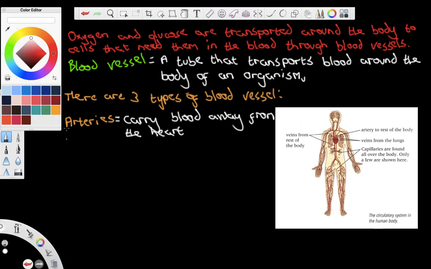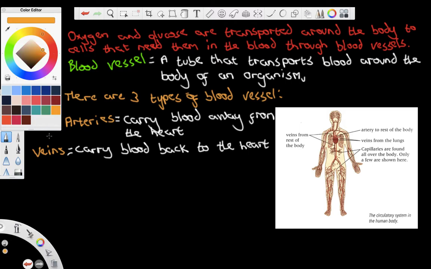We've got veins which carry blood back to the heart. And finally, the one that we're going to be speaking about in more detail today are what are known as capillaries.